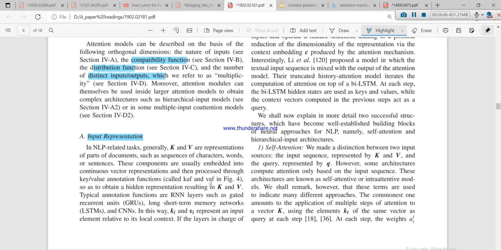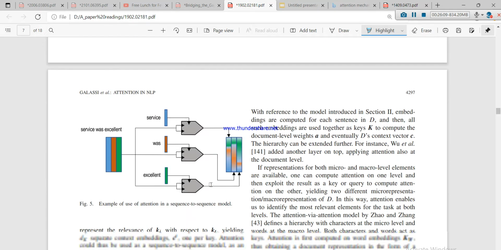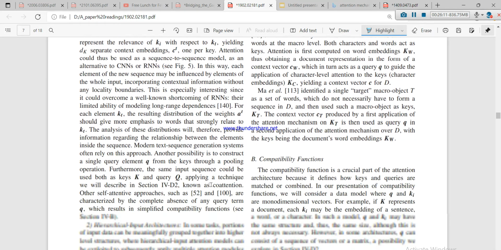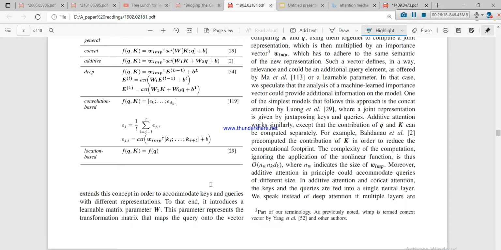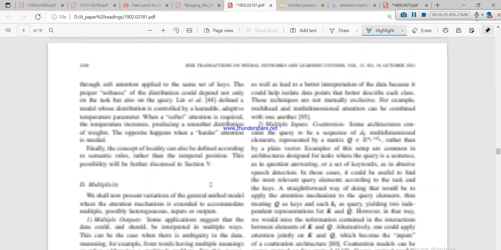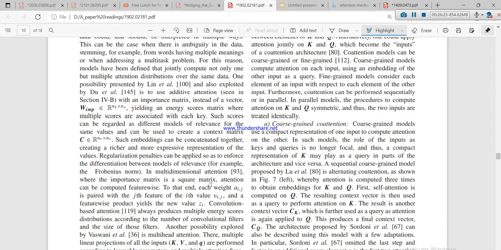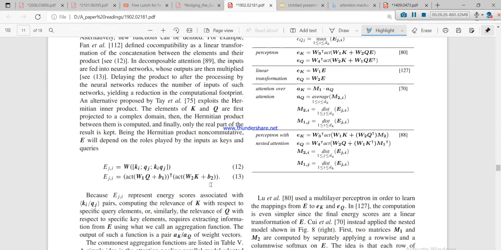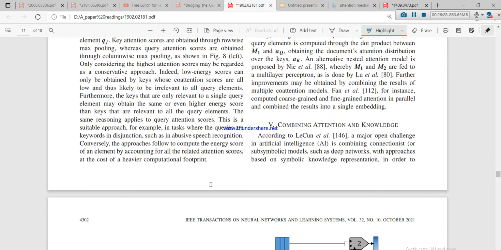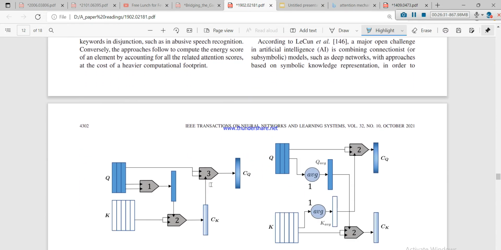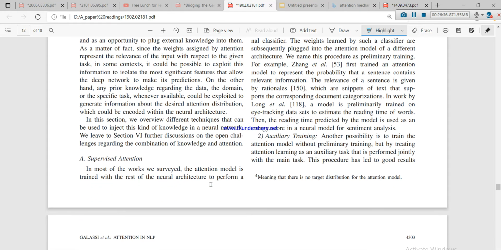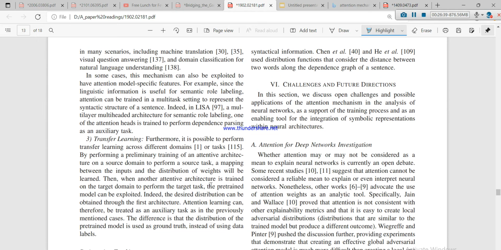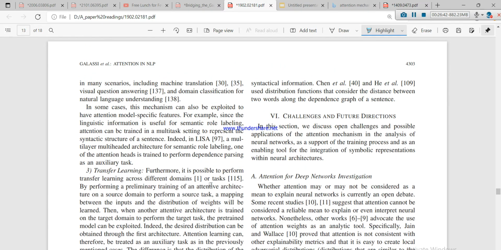So in NLP, okay, let's see what this compatibility function is. And here is the distribution function, and then multiplicity. Right, so it's kind of a lengthy paper, but overall they have given a nice idea of attention. Okay, what else? And then challenges and future directions.